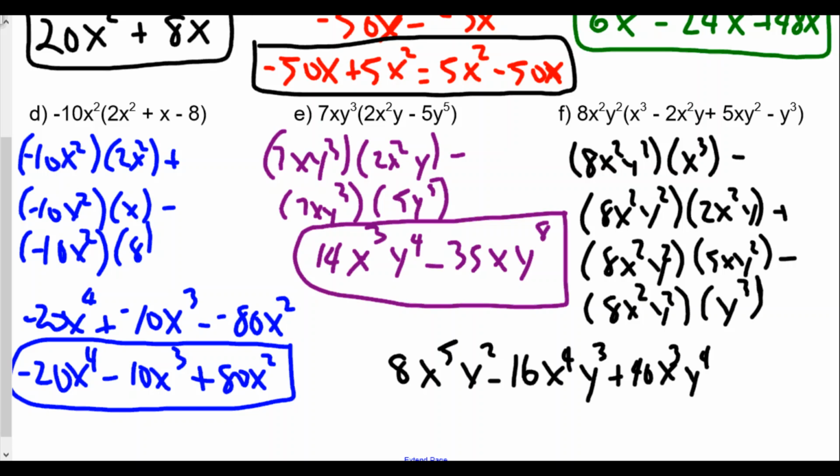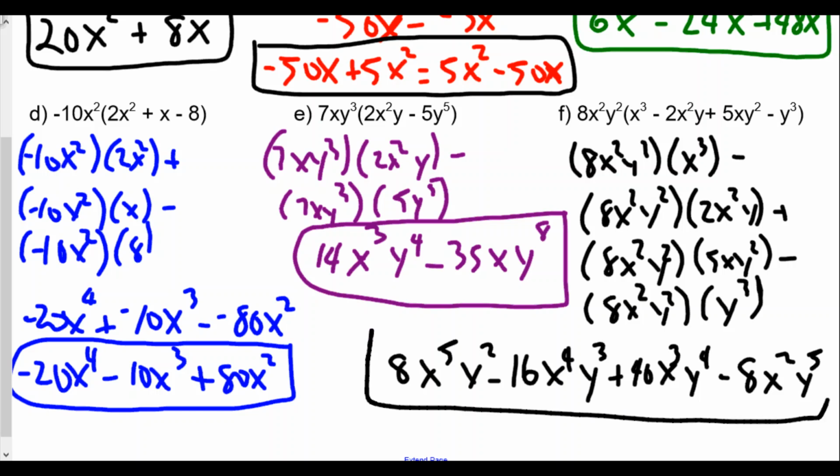Get the rest of this in, sorry about that. And so, minus 8x squared y squared times y cubed will be 8x squared y to the fifth. Whew. And these are all, believe it or not, all these 4 terms are not like terms.